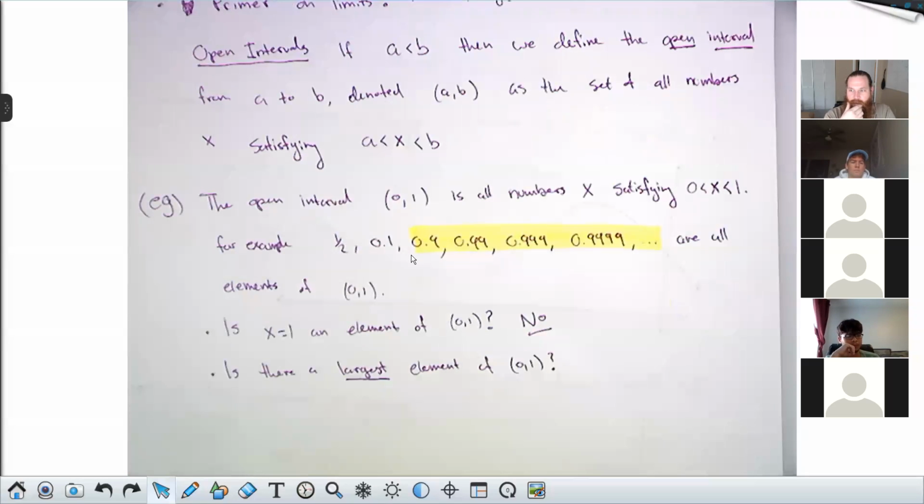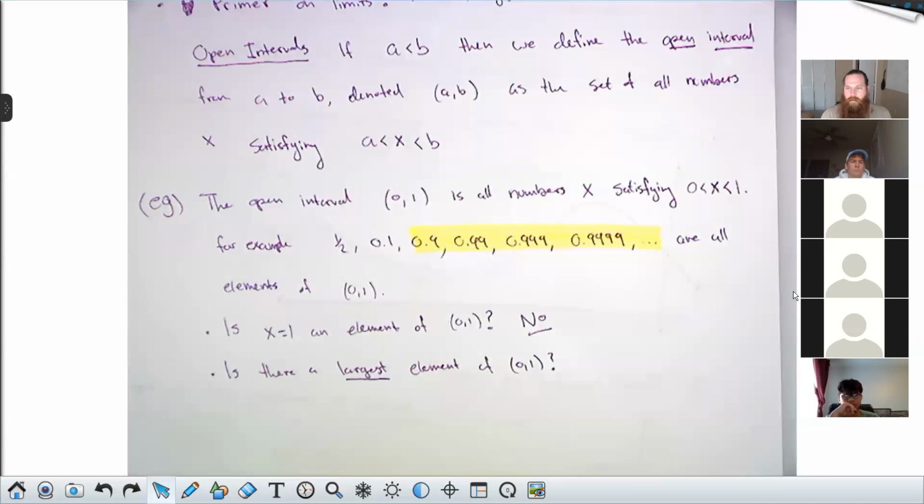No. Ah, good. Was that Haley? No, it's Ben. Oh, Ben, I'm sorry. Ben, can you explain a little bit, why isn't there a largest element of that interval? Because there are infinitely many numbers, so there's not one biggest number. The 0.99 repetition just keeps on going. Good, especially that last thing, right?